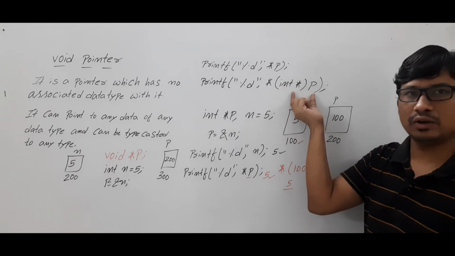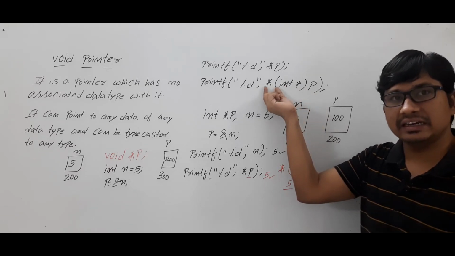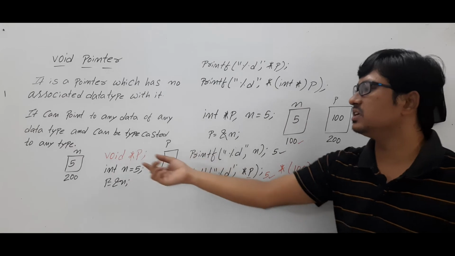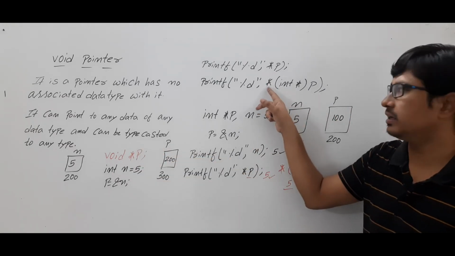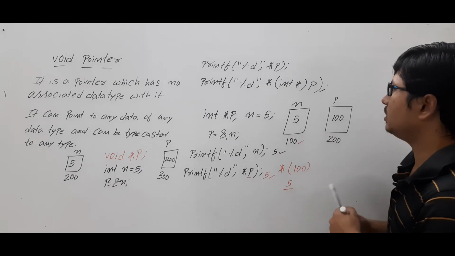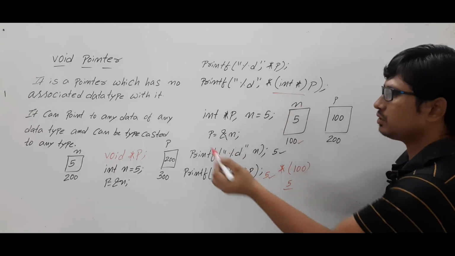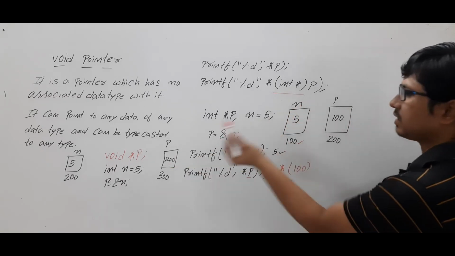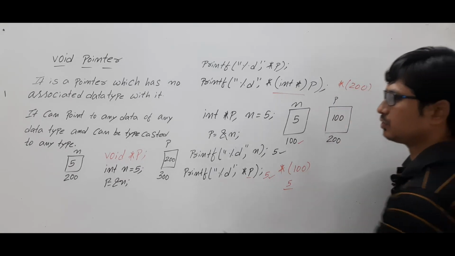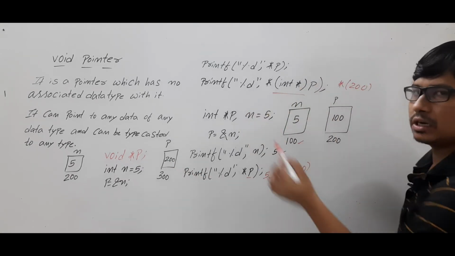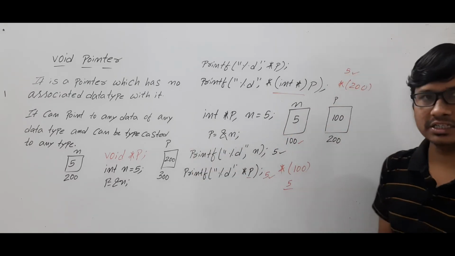Once it is typecasted to an integer pointer, then we can access the value in the variable n by using the dereference operator. So this is what we call typecasting. I hope you have understood. It will go to the 200th memory location, because p consists of the value 200. Whatever value is there, which is 5, will be displayed as output.